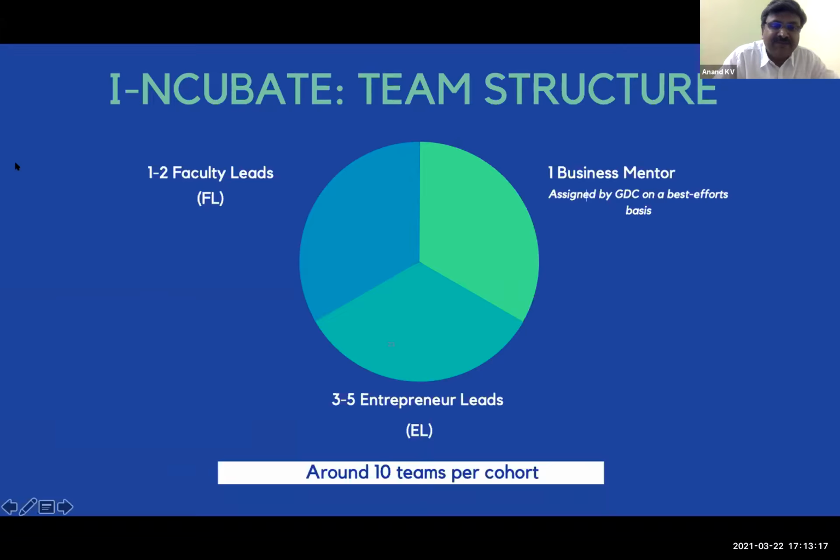So we do not have any individual attending the program. We have teams, and all the 3 entities will be present in the team. And in each cohort, on an average, we have 10 teams per cohort. We've done some cohorts where we've had even 13, 14 teams, but usually we work with a cohort of around 10 teams.